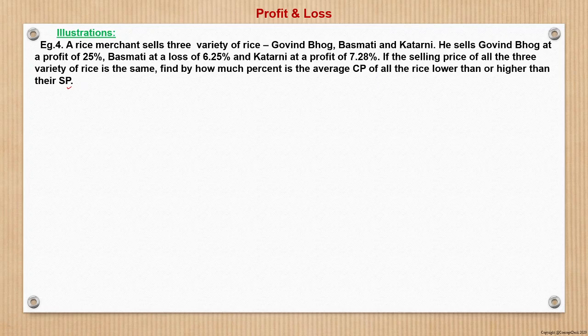This is again a very good question. Let us see how to solve this. So now see, SP is given as same. Selling price of each variety is given as same. So for Govind Bhog, let me represent that by GB, the cost price. Profit is 25%, right? 25%, and let the SP of the three varieties be X.